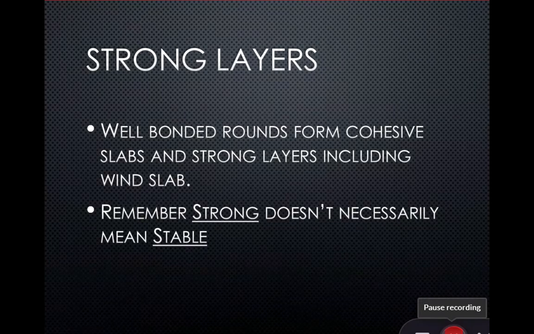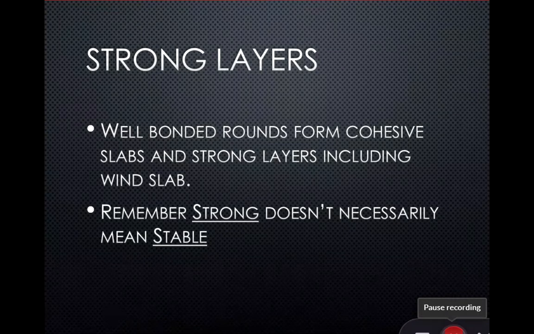So strong layers are another thing we're looking at, and this is how we determine if there's a cohesive slab. So strong layers are well bonded, cohesive slabs of snow, and they can be soft. They don't necessarily have to be rock hard, but they have to be cohesive and will break and move as a unit. So this would include nice metamorphosed rounds. This would include wind slab. This would include a new storm slab that's bonded well together. All of those things are strong layers.